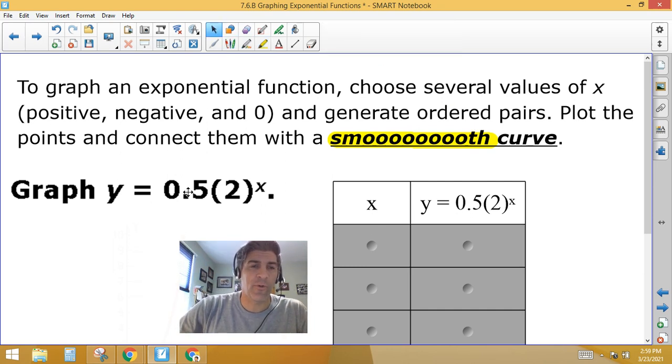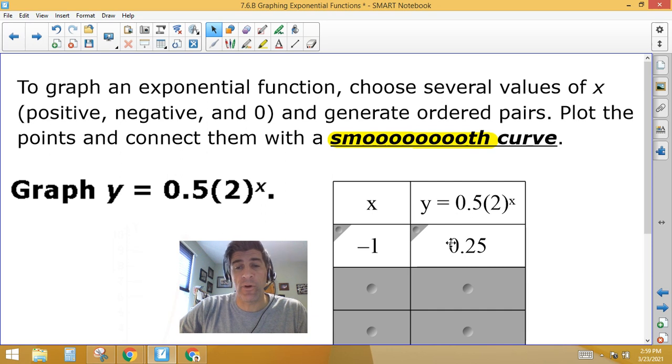Let's pretend we're going to graph y equals 0.5 times 2 to the x. The first x I'm going to pick, and I would strongly suggest always picking, is -1. I'm going to plug -1 in for x, 2 to the -1. It gives me 1/2, and 0.5 times a half gives me 0.25. So when my input is -1, my output is 0.25.